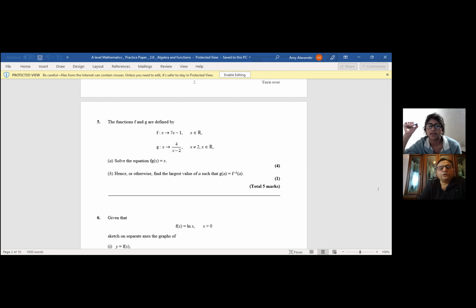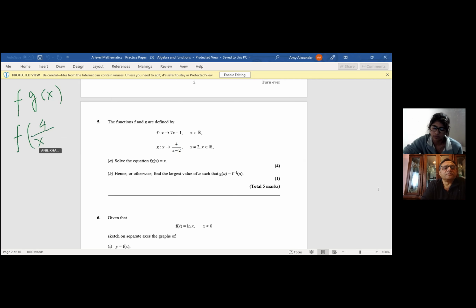Correct. So when you do this, you have to do the inside function first. So we are talking about f of g of x, correct? So what is g of x given to you? F of 4 over x minus 2. Is it okay? Yeah. So that is f of g of x. Now the question is f of g of x is equal to x. So this becomes an equation which we need to solve. Is that clear to you?